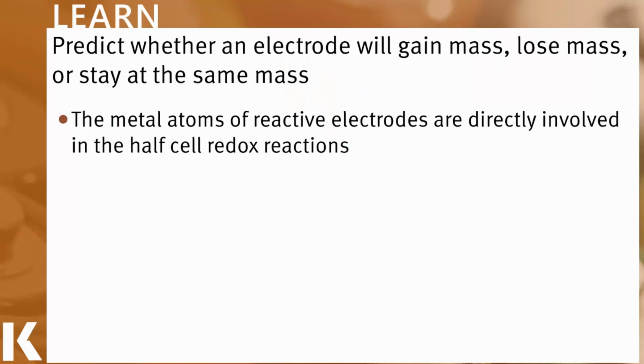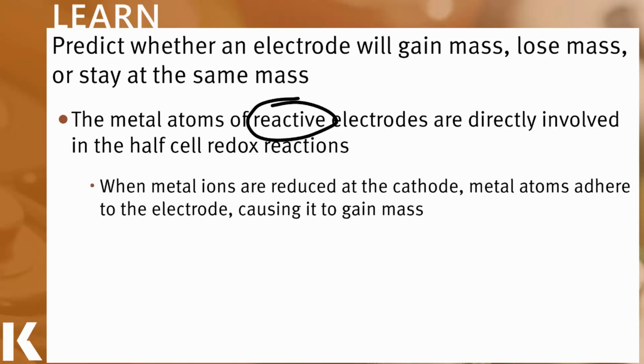The first thing we'll have to decide is whether or not the electrode is inert or reactive. What I mean by reactive is that it actually participates in being reduced or oxidized itself. An inert electrode does not itself become oxidized or reduced, but rather just passes electrons on to the species who are oxidized or reduced. So in the case of a reactive electrode, one that is directly involved in the half-cell reactions, we have to look and see which half of the galvanic cell we're in.